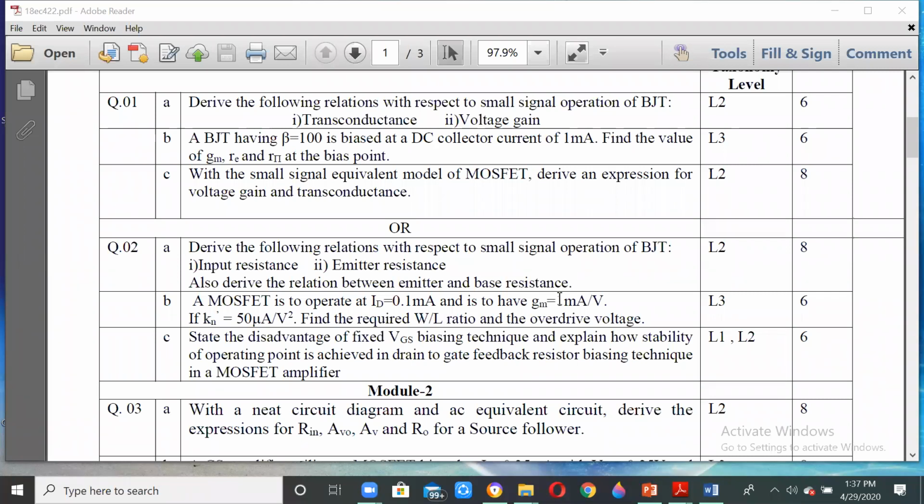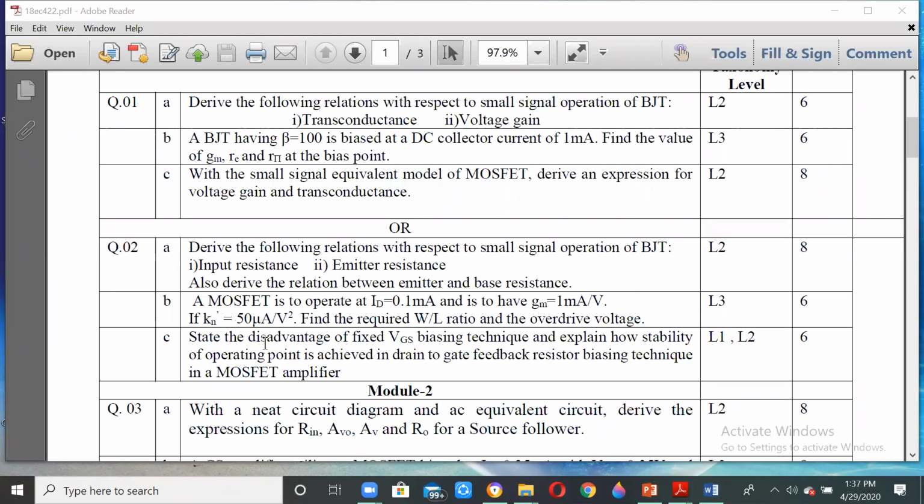Once having found VOV, we can go back to the gm value. gm is equal to Kn dash W by L VOV. And you can substitute the calculated value of VOV. gm you know, Kn dash is given to us as 50 microamperes per volt square. So the only unknown is W by L. So first find the drive voltage and then find W by L.